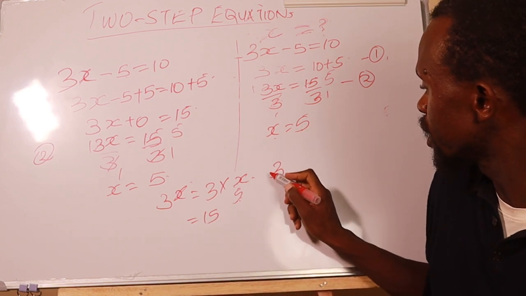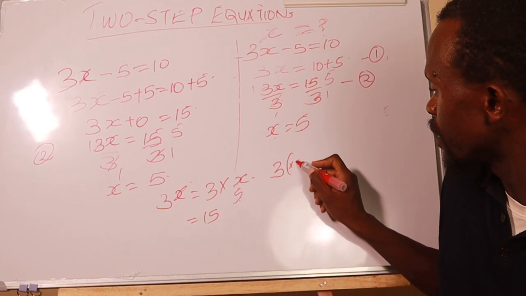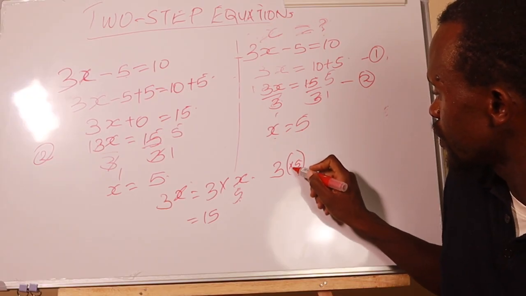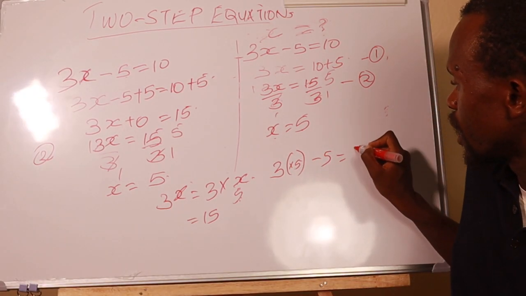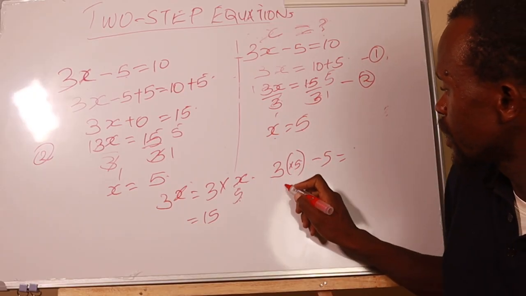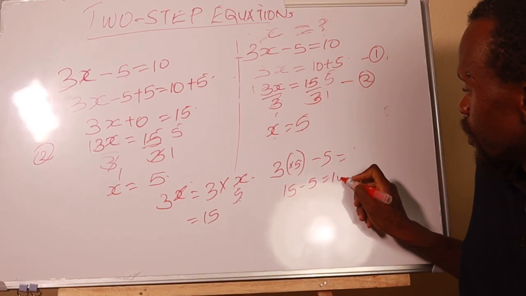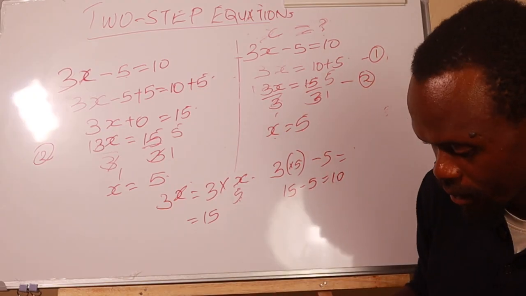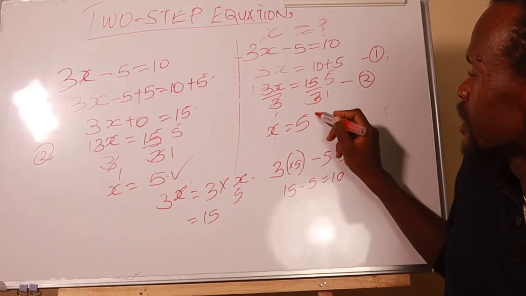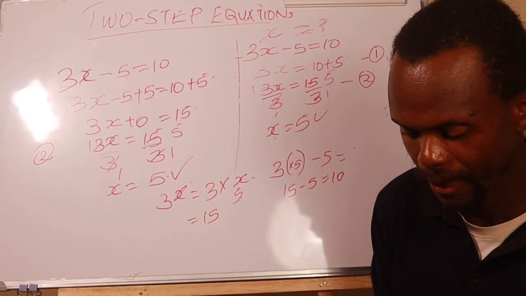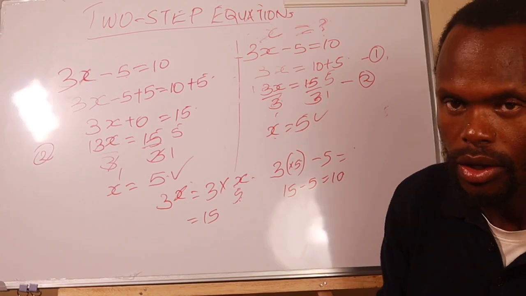Or you can just write 3, then multiply by the value of x, which is 5, so times 5, then minus 5, then we see whether we're going to get 10. So 3 times 5 is 15, minus 5, then you're going to get 10. And therefore the value of x, the way we got it, is 5. So that's how we approach these two-step equations.